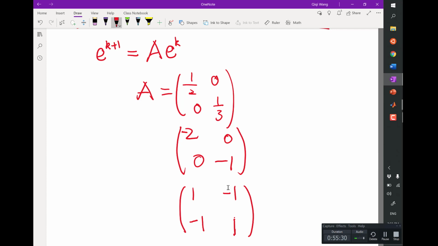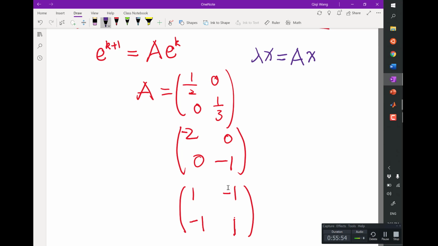Yes, (1, 1) is an eigenvector corresponding to an eigenvalue of what? 0, right? I mean, what do we mean by eigenvectors? Eigenvectors means if you have a matrix A times an eigenvector, what do you usually use? x, okay, is equal to lambda times x.